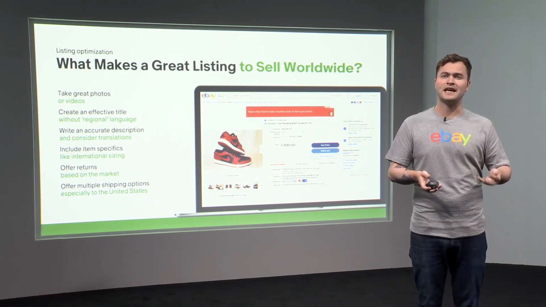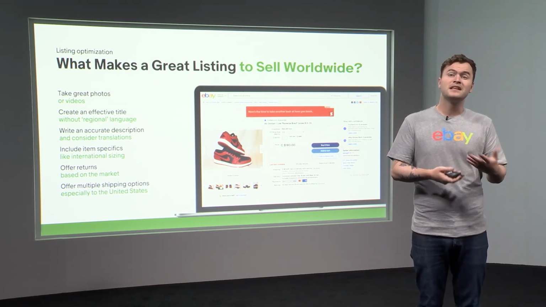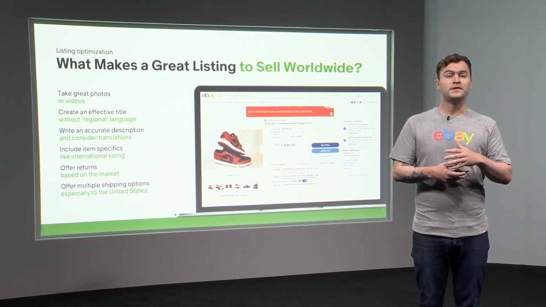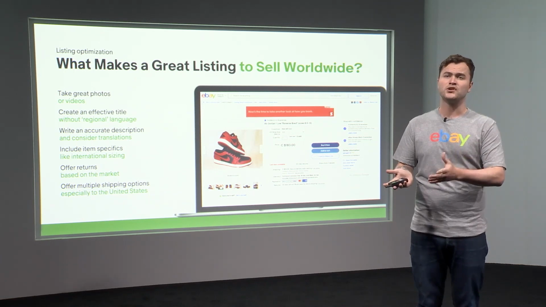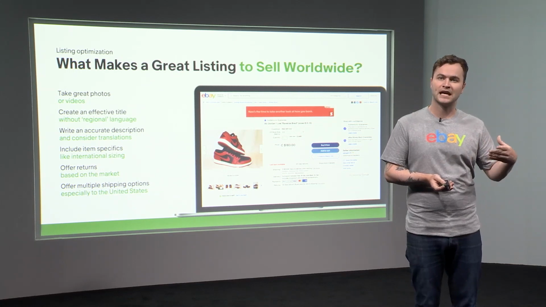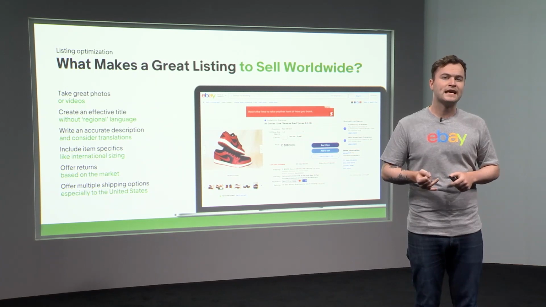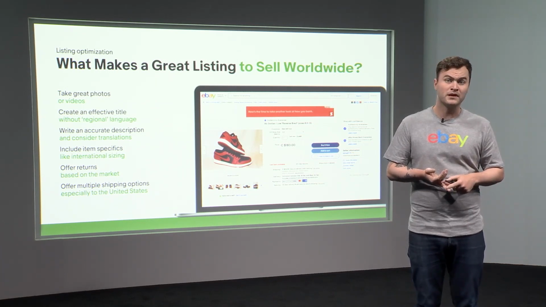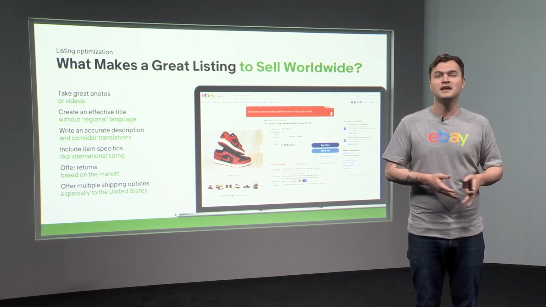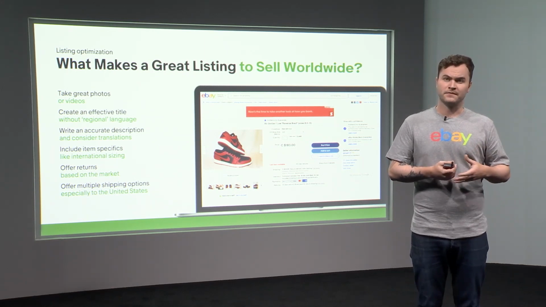Of course, you want to write an accurate description, and if it's particularly important to you, consider a translation service for your description templates. You definitely want to include item specifics, as I've mentioned, but you also want to include things like international sizing or compatibility for electronics. So if we're selling sneakers, making sure that we include the UK and EU size is also going to be important, not least because domestic buyers sometimes like to use that sizing as well. So make sure you're using those important aspects and specifics of an item.